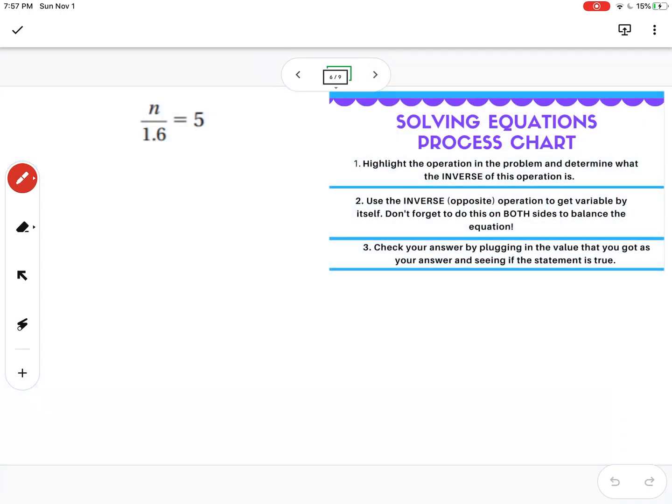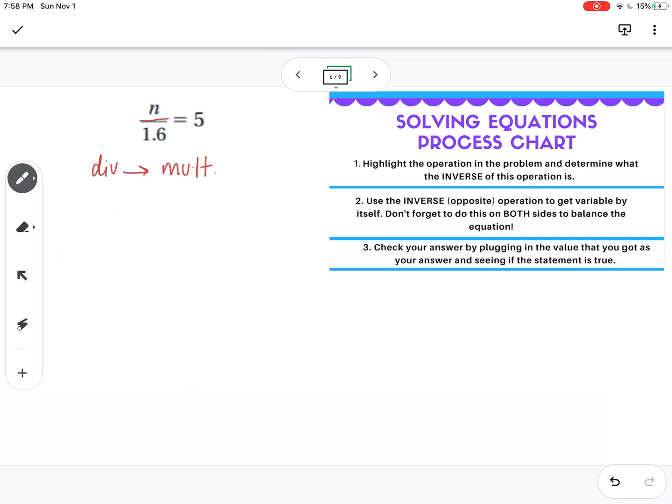All right, this time we see division going on with that sign. Remember, the fraction sign literally means division. And of course, the inverse of division is multiplication. So we will have to do the opposite.